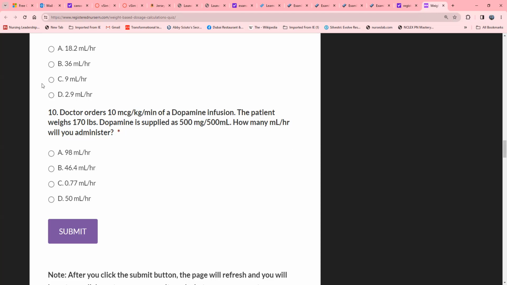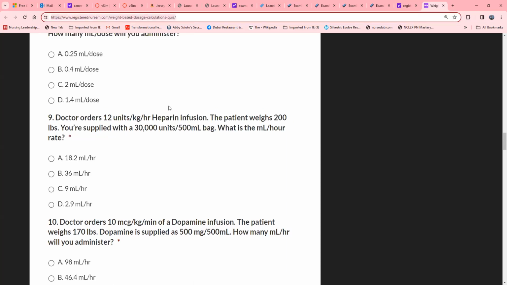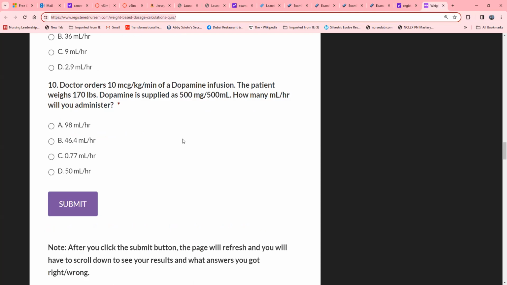Miss Sue, I'm just trying to make sure I get this. After I got the answer of 46.4, in my head I'm thinking I'm doing desired over have with this 500 milligrams per 500 milliliters. Well, you are. Go ahead and do it. Take your 46.4, divide it by the 500, and then multiply it by the 500. Oh, okay. I got the same answer, right? Yeah. Do all the steps if you need to, that way you don't miss a step.